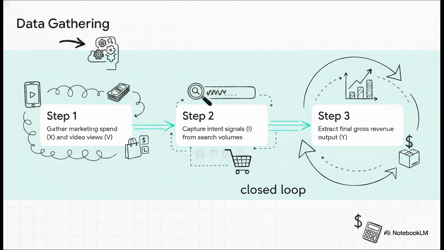For step 2, they capture those mid-funnel search volumes straight from the back-end business insights portals on Shopee and Lazada. And for step 3, they match all this up with completed order values on identical dates. Boom, it's a closed-loop data pipeline extracted straight from the platforms themselves.